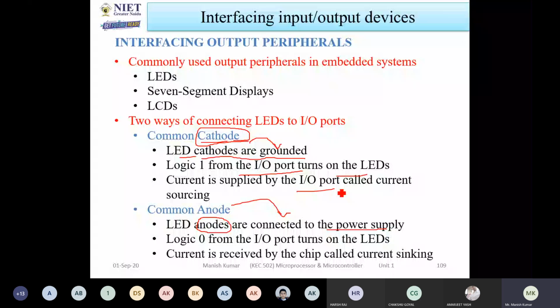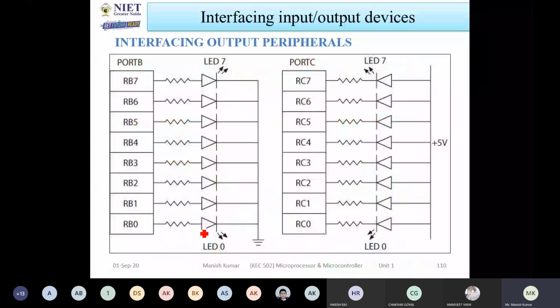So these are the two different ways you have to connect. Now you can see the examples. Here 8 LEDs are connected. You can see that all the negative terminals are connected to ground, which means this is common cathode. Here the anodes are connected to the plus 5 volt power supply, so this configuration is called common anode. In this way we can differentiate them.